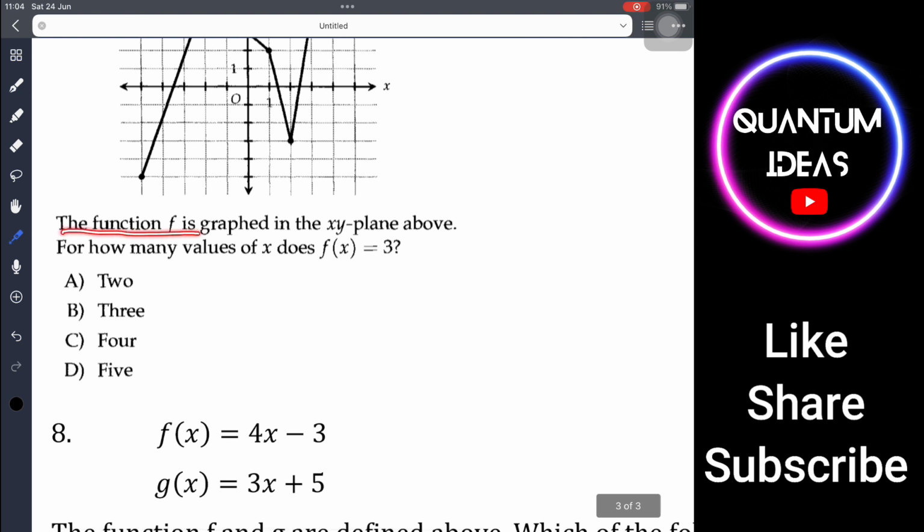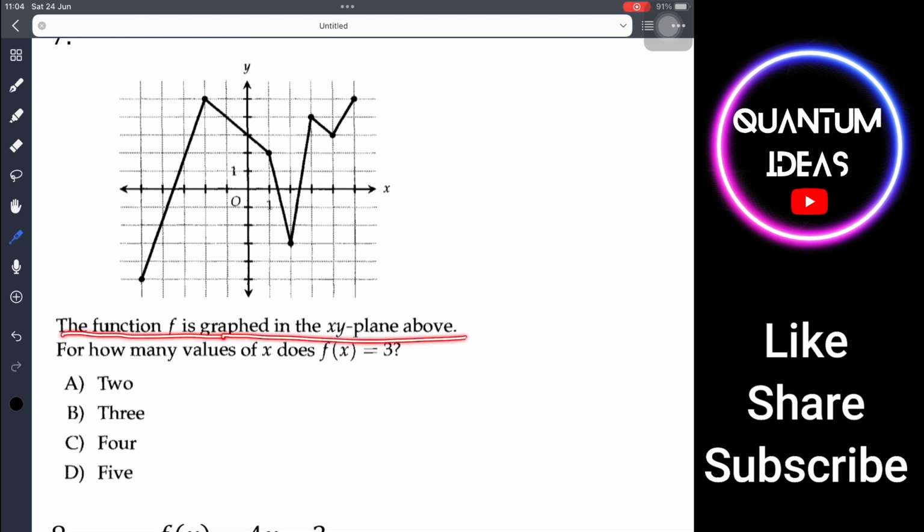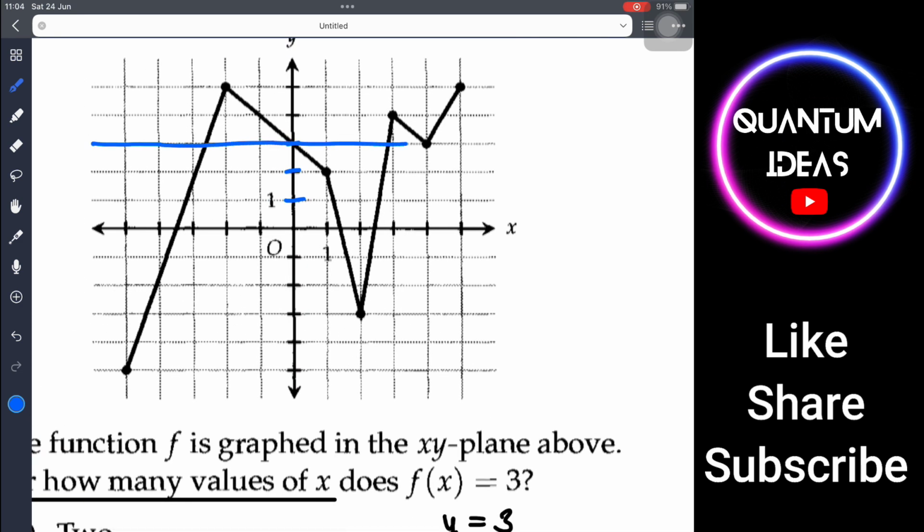The function f is graphed in the xy-plane above. For how many values of x does f(x) equal 3? So the question is asking, we have been given the function f(x). So how many values of x does f(x) equal 3? That means it is asking how many solutions, or how many values of x for which f(x) equals 3, meaning y is equal to 3. So for that we have to make a line y equals 3. See here, this is 1 unit, 2 units, 3 units. Just make a line like this, y equals 3.